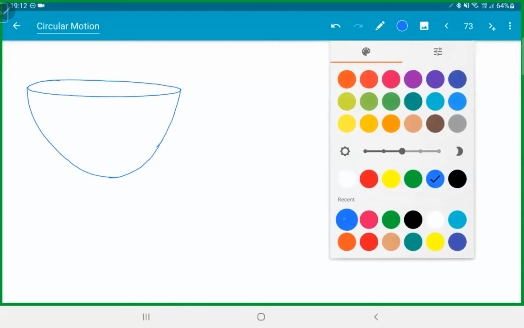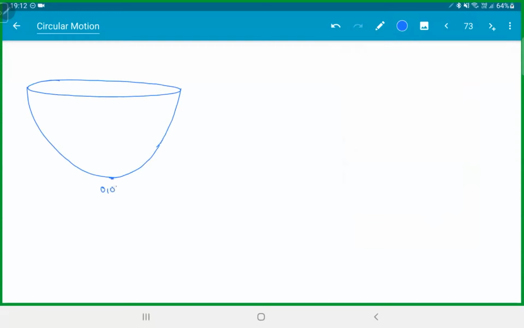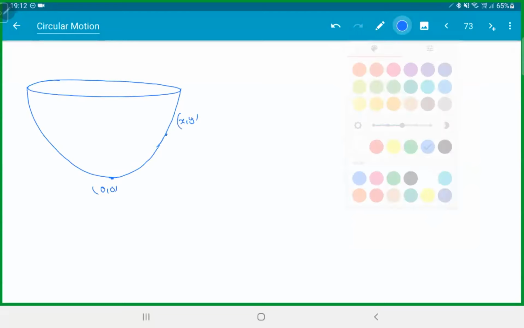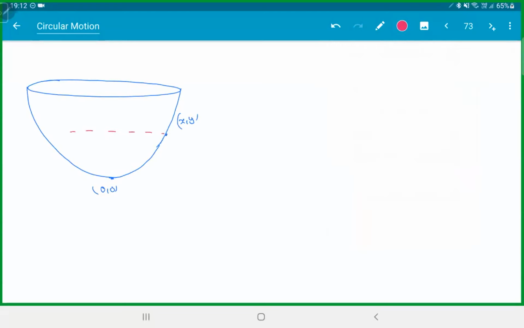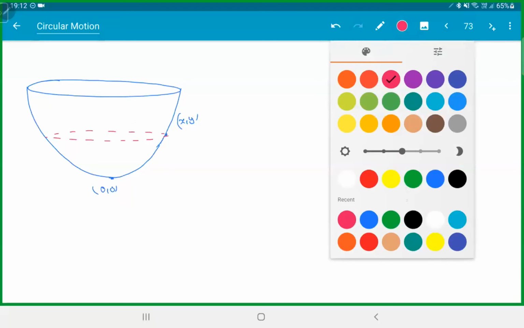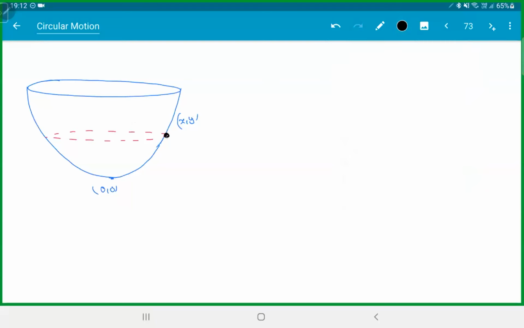So let's say this point is your origin. This point is x comma y. So let's say this guy is going in a circle here. So radius of the circle is x. So at this point, if you look at the forces: mg, the centrifugal force, and the normal reaction.